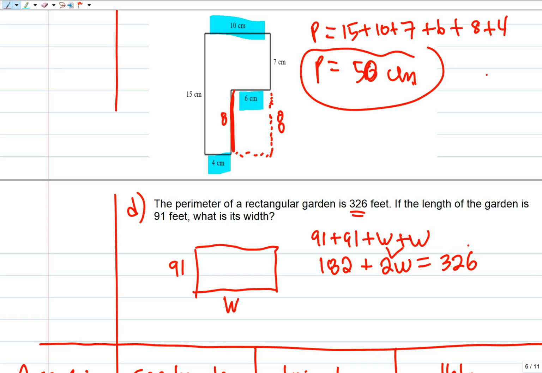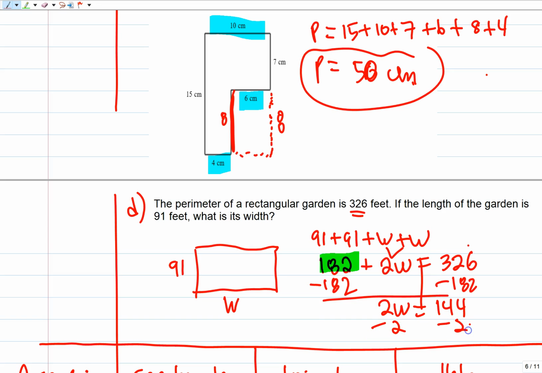How do we solve this? PEMDAS backwards. I'm looking for any adding and subtracting. That 182 is adding. We undo that by subtracting. So now that 2W is equal to, what would that be, 144? And last, we undo the multiplying by, don't put minus 2, that's ridiculous. We don't undo multiplying by subtracting. We undo multiplying by dividing so that we get W is 72. So the width is 72 feet.